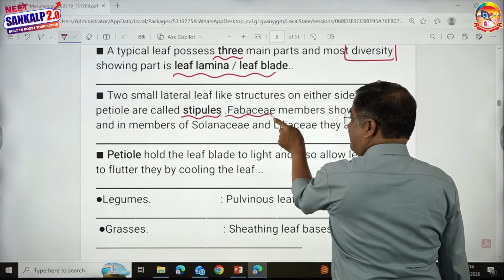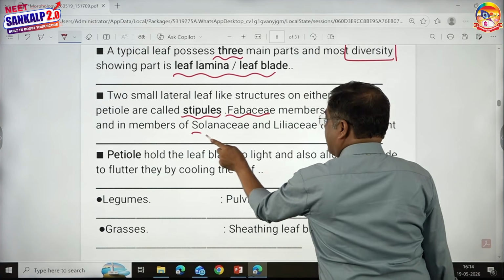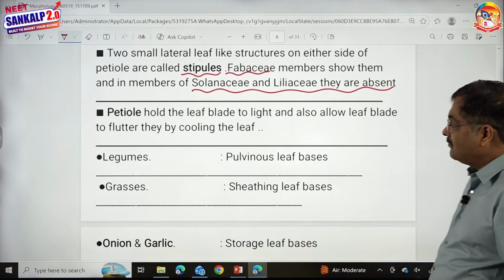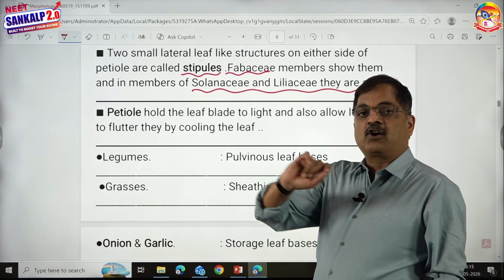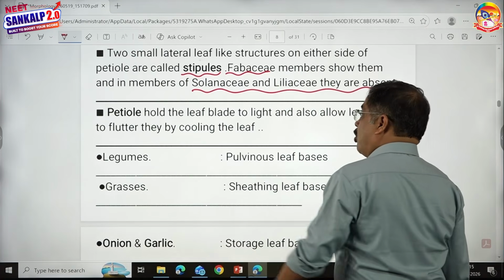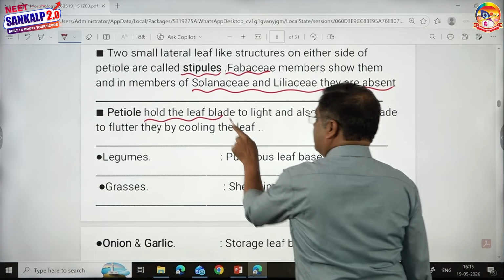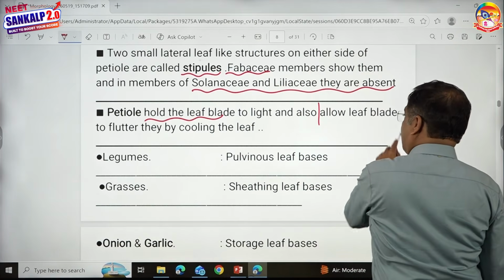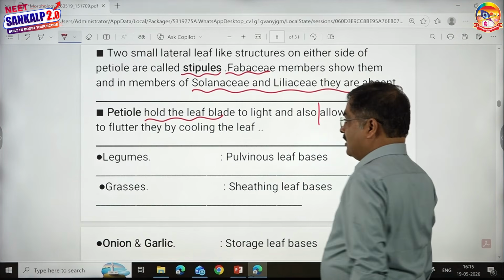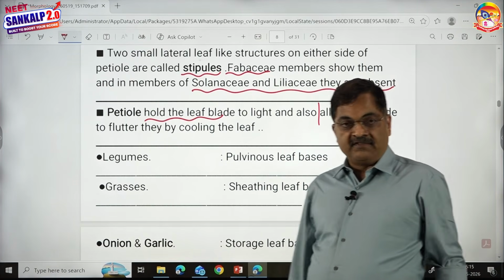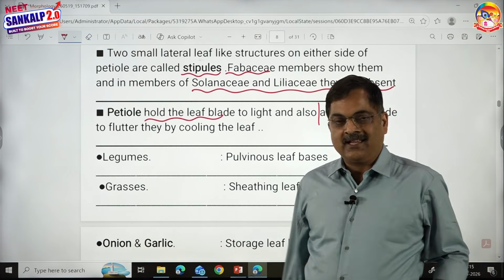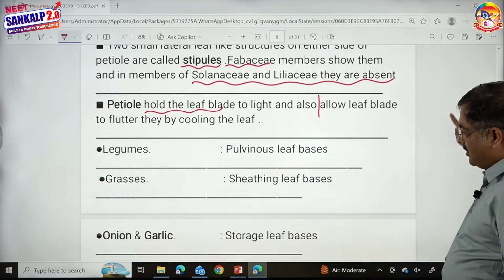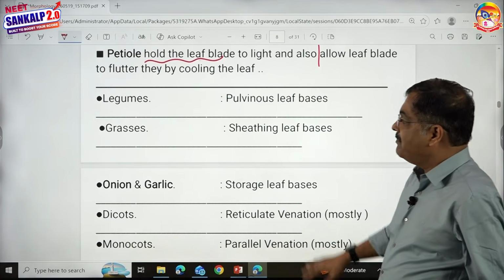Fabaceae members are with stipulate leaves, and in Solanaceae and Liliaceae members, stipules are absent. And what is the job of the stalk of the leaf called petiole? It holds the leaf blade. This is the first job. All right, to light. And it also allows the leaf blade to flutter, thereby cooling the leaf. All right, that's an important point. Then we talk about the leaf bases, children.